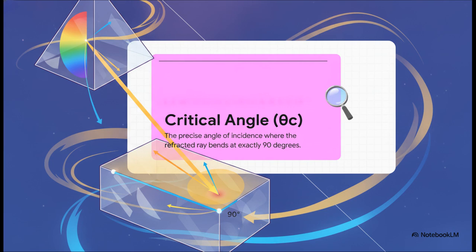It is the highly specific angle of incidence where the refracted light ray bends a precisely 90 degrees, meaning it runs perfectly parallel along the surface of the plastic. And this is wild. If you push the light beam even a tiny fraction of a degree past this critical angle, the boundary of the plastic completely stops acting like a window. It instantly turns into a perfect mirror, reflecting 100% of the light back inside.